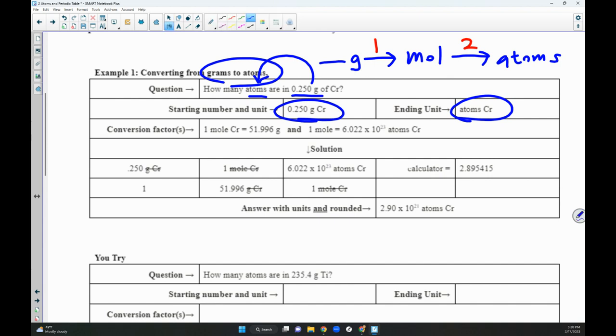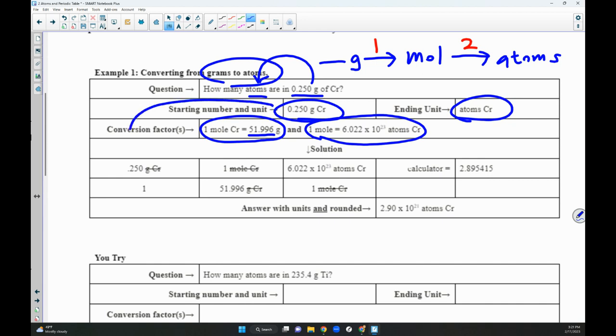So the conversion factor I use for the first one is 1 mole of chromium is equal to 51.996 grams. So that is my first conversion factor. And of course, I get that number 51.996 from the periodic table. For step 2, I use this conversion factor here, which is 1 mole equals 6.022 times 10 to the 23rd atoms of chromium.